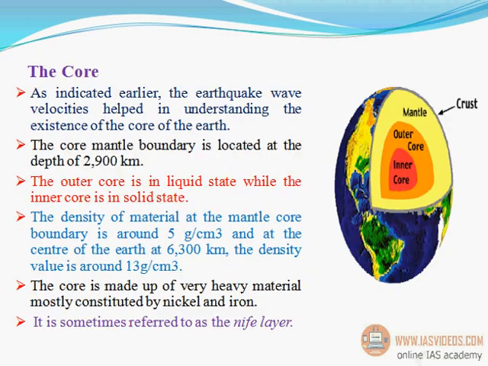The core. As indicated earlier, the earthquake wave velocities helped in understanding the existence of the core of the Earth. The core mantle boundary is located at the depth of 2,900 kilometers. The outer core is in liquid state while the inner core is in solid state. The density of material at the mantle core boundary is around 5 grams per centimeter cube, and at the center of the Earth at 6,300 kilometers, the density value is around 13 grams per centimeter cube.